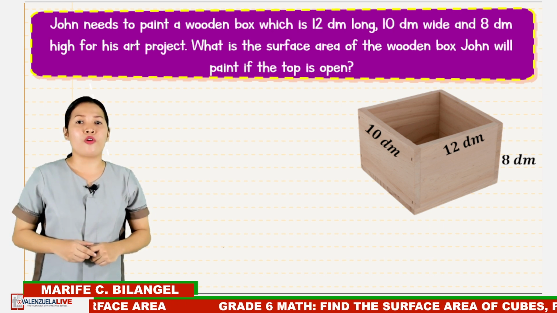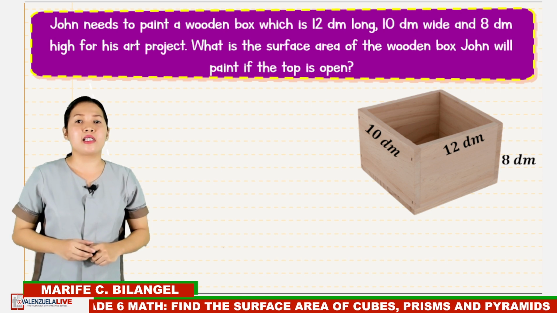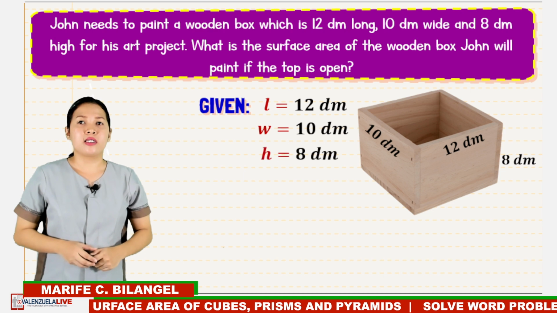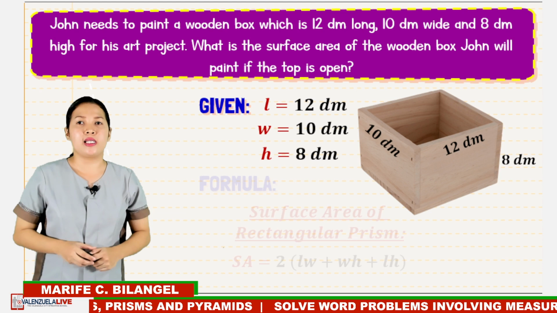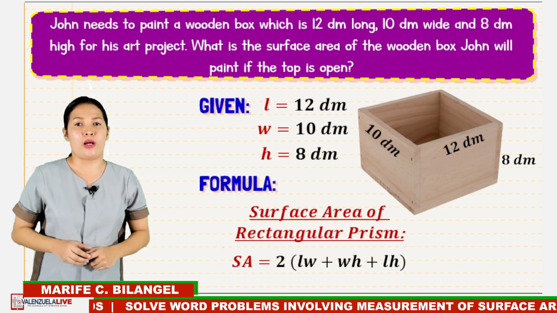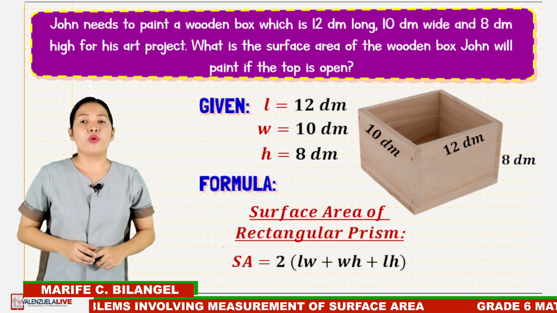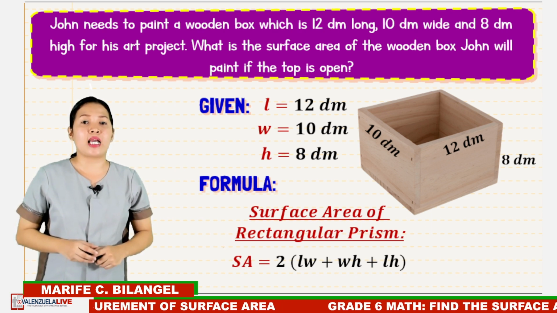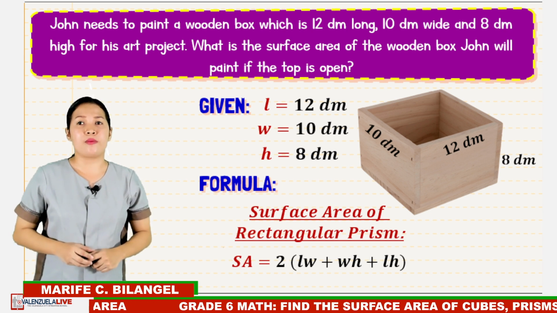The dimensions of the wooden box are 12 decimeters long, it is the length, 10 decimeters wide, which is the width, and 8 decimeters high, which is the height of the wooden box. Next, let us identify the formula in getting the surface area of the wooden box. Since the wooden box is a rectangular prism, we use the formula 2 times quantity length times width plus width times height plus length times height.